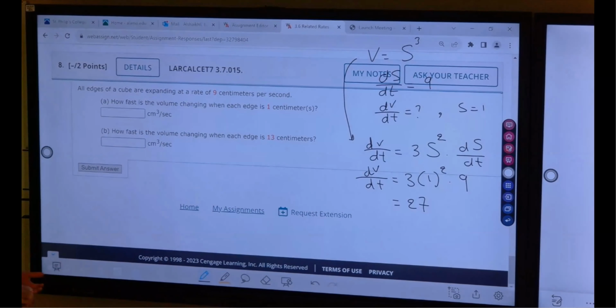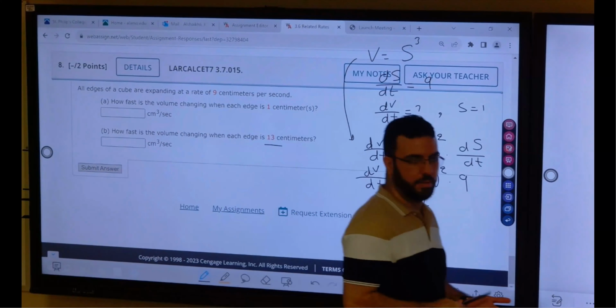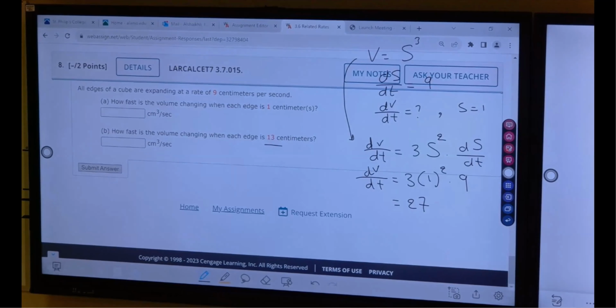Can you do the same thing when you have 13 centimeters? You're gonna plug in 13 instead of 1. That's it. Piece of chocolate.